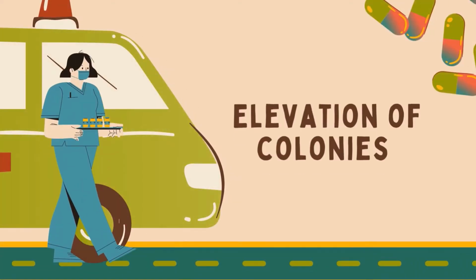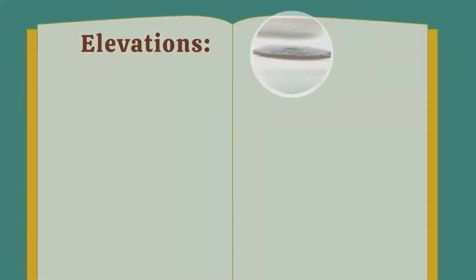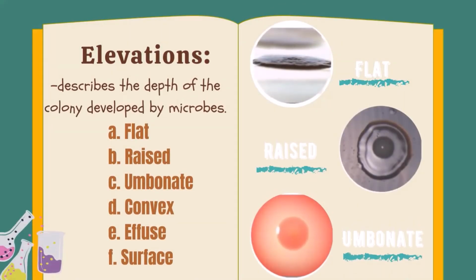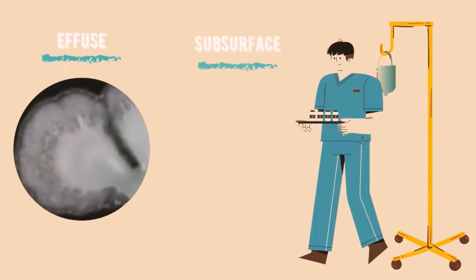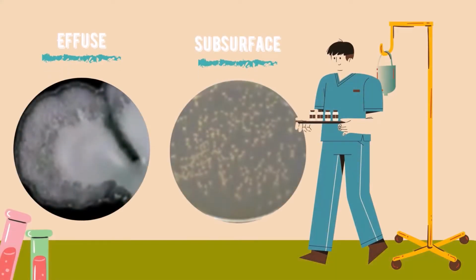Elevation of colonies. Elevation describes the depth of colony developed by microbes. These are flat, raised, umbonate, convex, effuse, and surface. Effuse, subsurface.